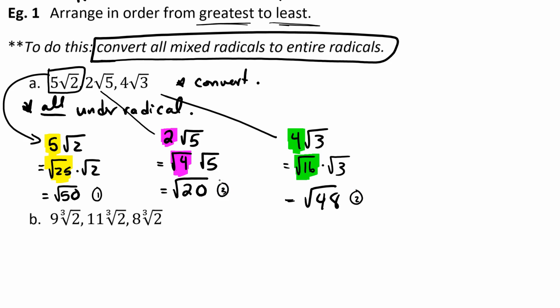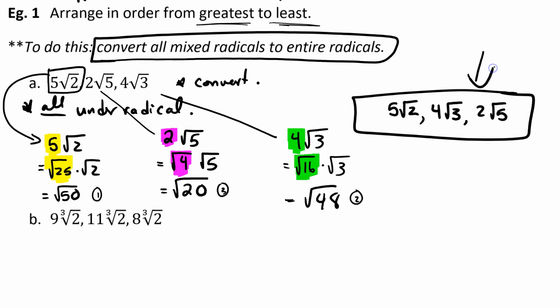Now we're not going to write, okay, root 50, then root 48, and then root 20. We're going to go back and answer with the original. So from greatest to least, we're going to go 5 root 2, comma, 4 root 3, comma, 2 root 5. And I'm going to put a box around it so that I know that that is my final answer.